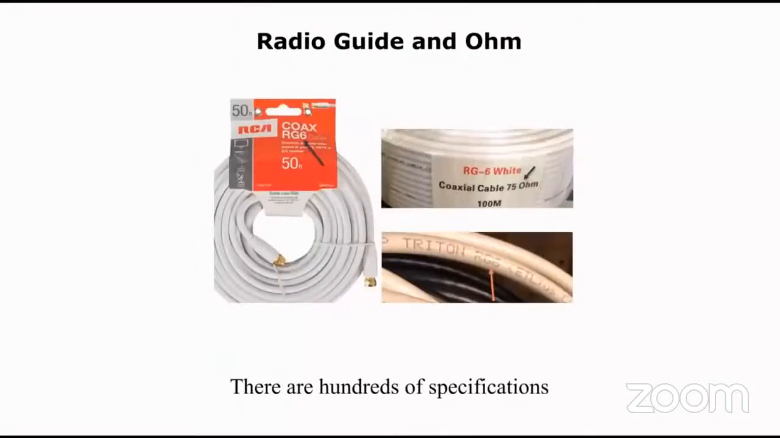There are hundreds of specifications, but most types of coax cable use an RG number. RG stands for radio guide. Each type serves different purposes. RG6 coax cable, for example, is typical at home if you have cable TV or cable internet.